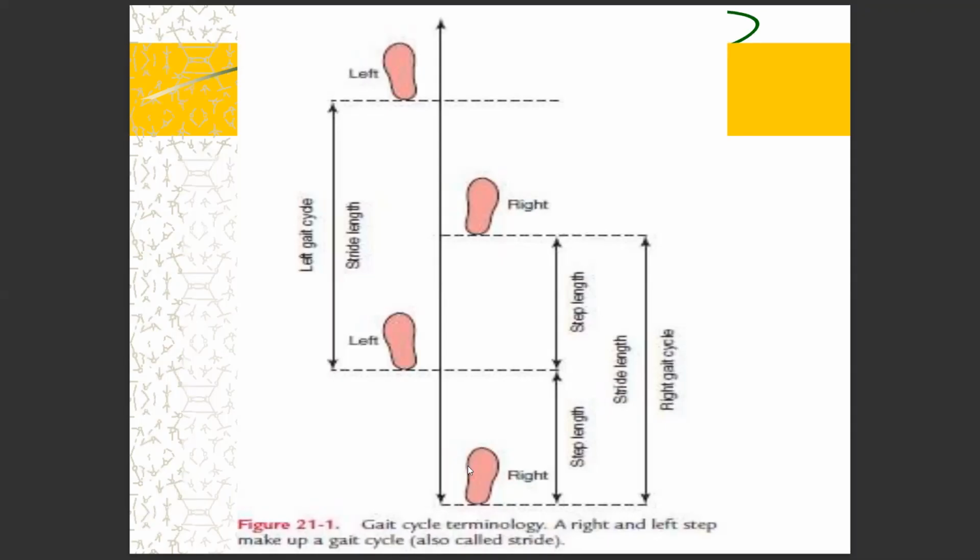Now the distance covered from the heel strike of the right till the heel strike of the left is known as the step length. And from the heel strike of the right foot till the next heel strike of the same right foot will be called the stride length, or the distance covered by a single gait cycle.